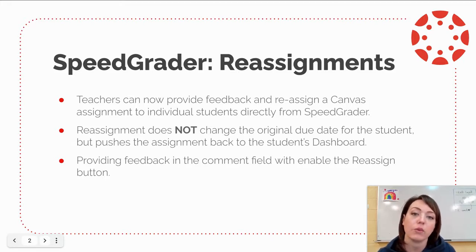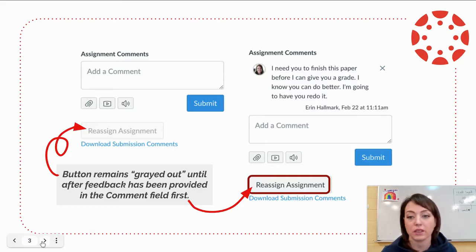The only thing is that when you're in SpeedGrader, in order to even have the option for reassignments, you have to first add a comment or give the student feedback within SpeedGrader. That will then activate and enable this reassignment button. In essence, you can't just push it back to a student and expect them to know what you want them to do differently without providing feedback first. So here's what that looks like.